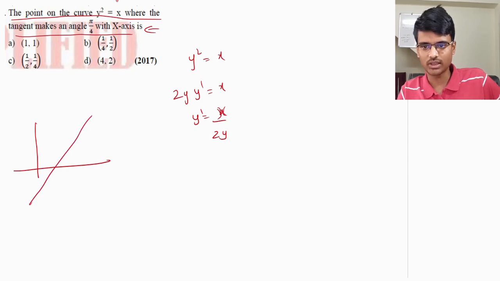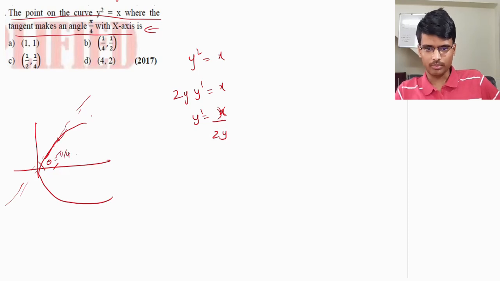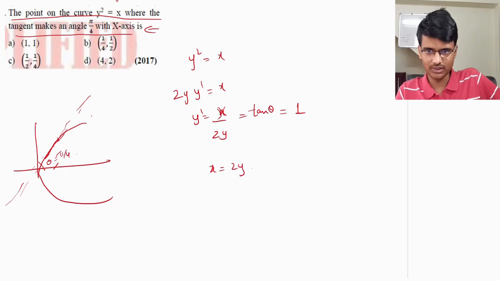The curve is y square equal to x. We know what that is; it is nothing but a parabola. So pi by 4 is somewhere here, and this theta is going to be pi by 4. That means this slope is nothing but my tan theta. Tan pi by 4 is nothing but 1. So x equal to 2y. This is our point.